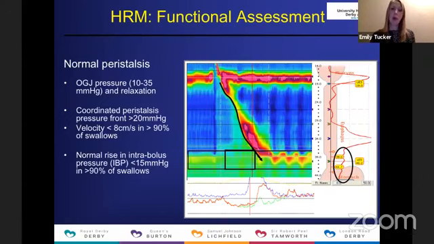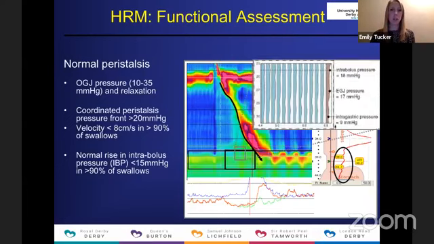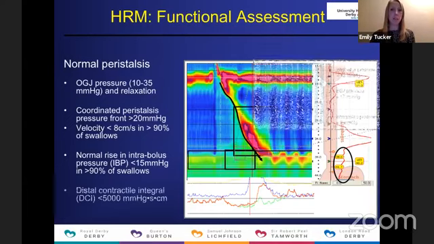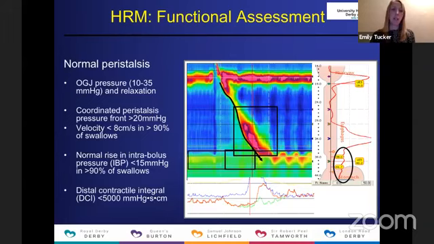You'll normally get a rise in intrabolus pressure associated with your swallows, but not too high, because if it's too high, that's when symptoms would tend to occur. And this is just exemplifying that in this picture. The distal contractile integral, which I'll talk about a little bit more later on, essentially measures the vigor of the contraction and should be less than 5,000.